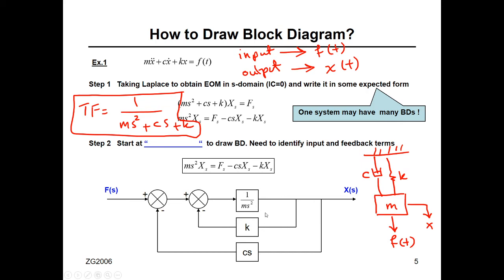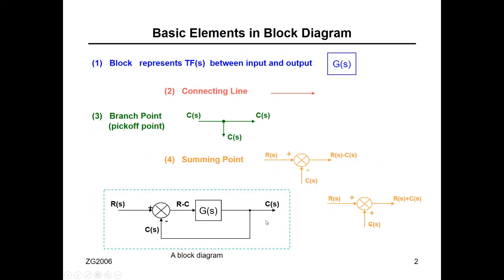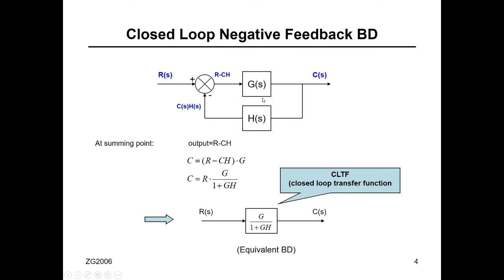How can you reduce this? You can reduce this using this identity from algebra. You start from this signal, the error. This is the error signal. What's the output here? The output is C. C equals this transfer function G multiplied by this signal, R minus CH. From here you can derive a transfer function relating C to R directly without this loop.